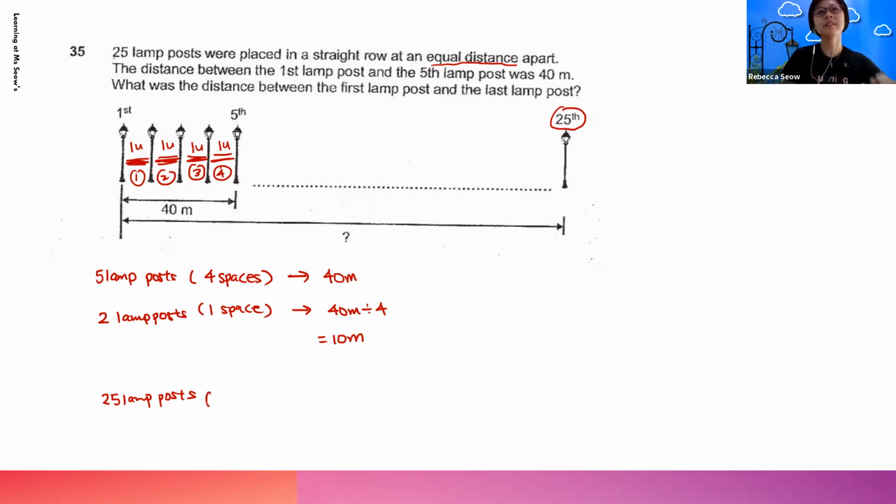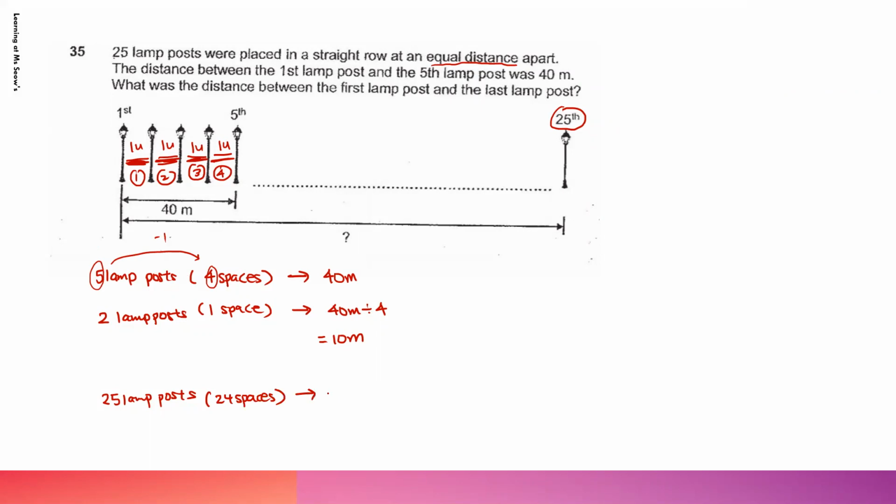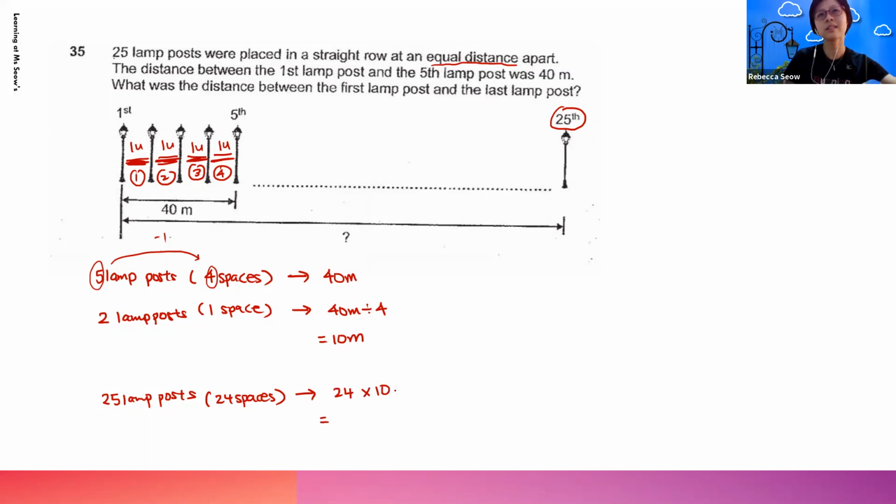Great, good job. The keyword I was looking for is intervals, or 24 spaces. Because if you realize, from the number of lampposts to the number of spaces, it's actually one less. So from 25 lampposts, you can derive that it is 24 spaces. So if one space is 10 meters, 24 spaces will be 24 times 10 meters. That will give 240 meters. So that will be the answer. Good job, Jordan. So you managed to get this one correct? Okay, great.